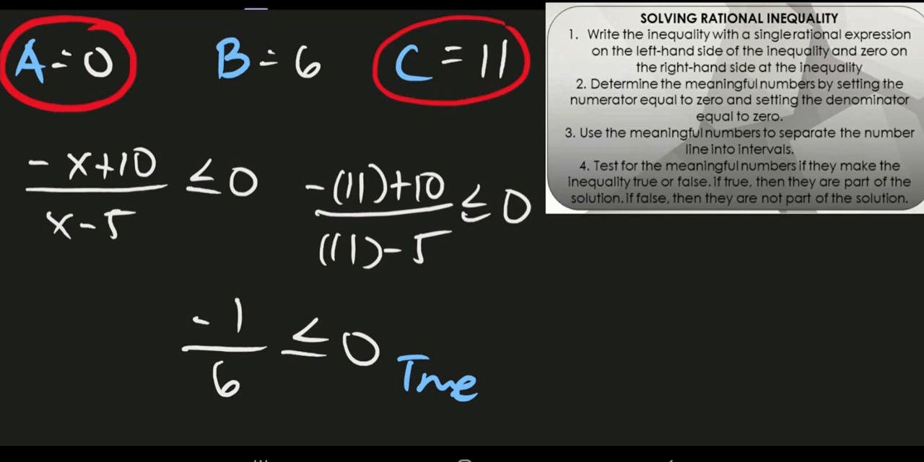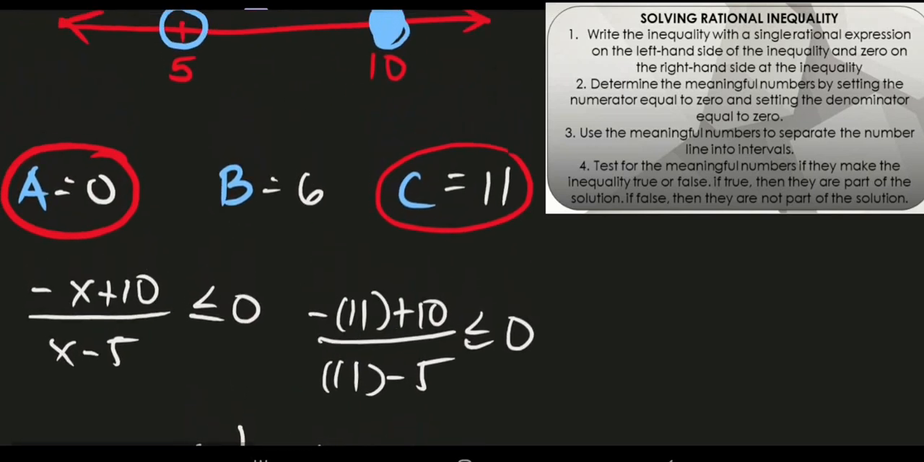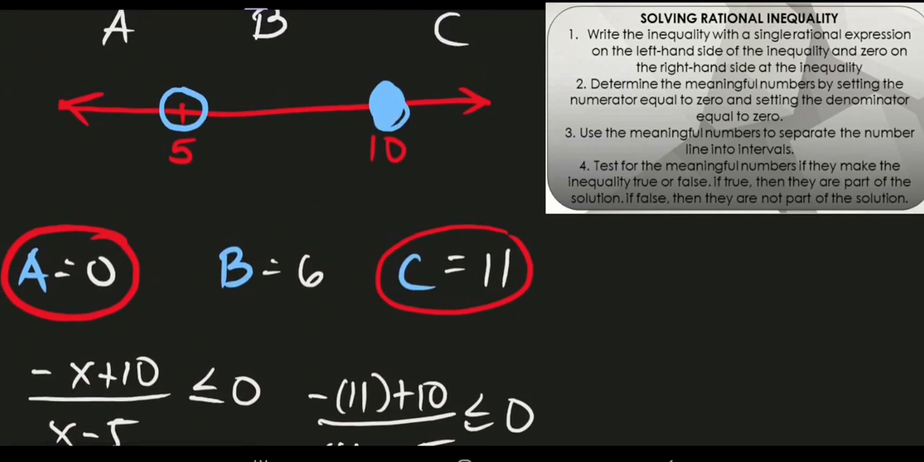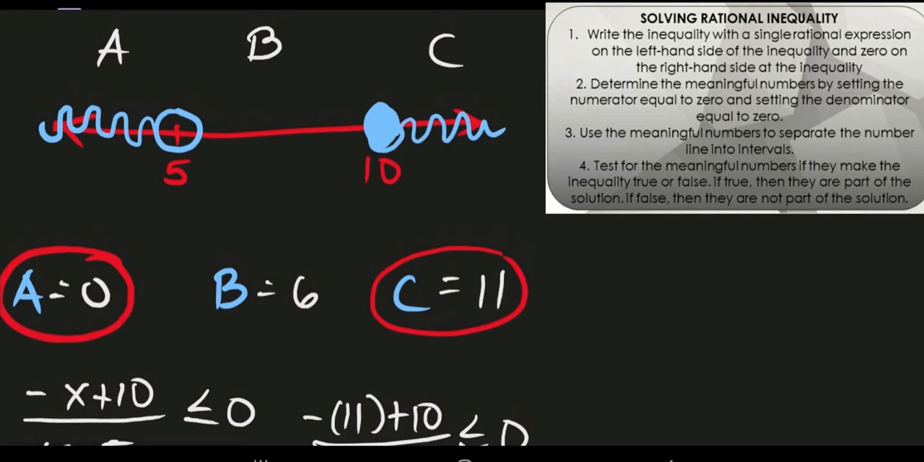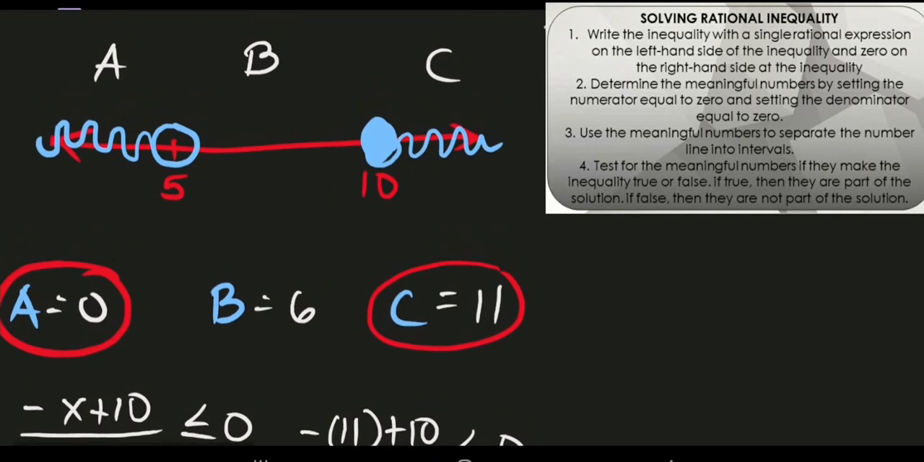So therefore, if we want to plot this given set of values on our number line, A is part of our solution, so we need to shade this part. B is not part of our solution, so let's skip that interval. And letter C is also part of our solution. So again, let's shade this one. So for the representation of our solution, we have this given number line.